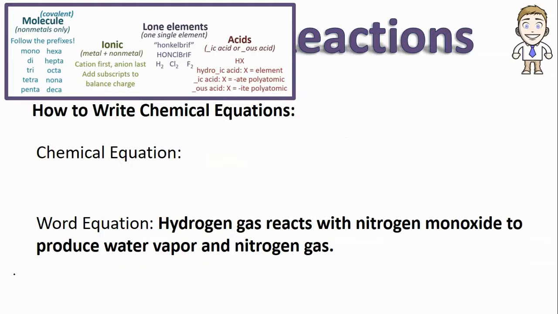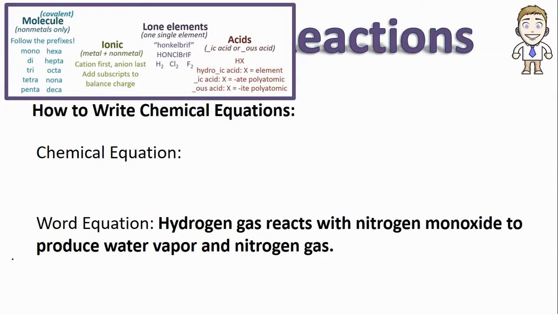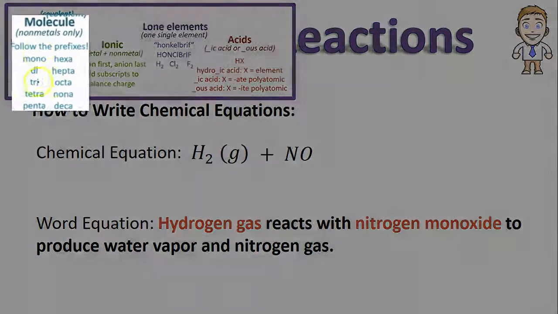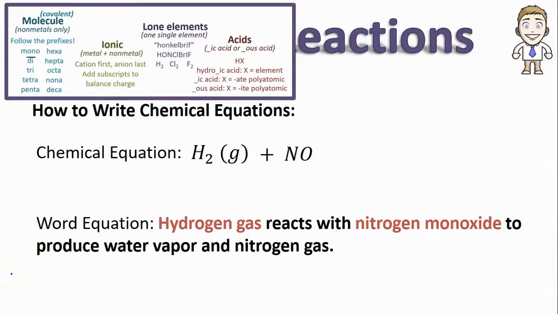Let's take a look at a second example. This time, try and pause the video to give it a shot yourself before looking at the answer. So here's what you should have come up with for this equation. The first formula is for hydrogen gas. Hydrogen is one of the special 7 that gets a 2. Notice (g) because it's a gas. That's reacting with nitrogen monoxide, our first example of a molecule. The prefix mono told me to just put 1 oxygen in the formula.